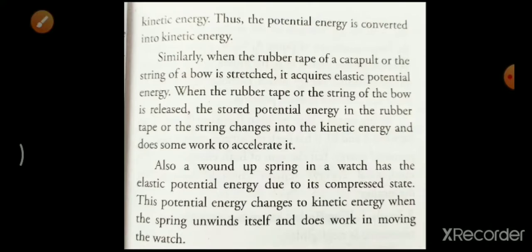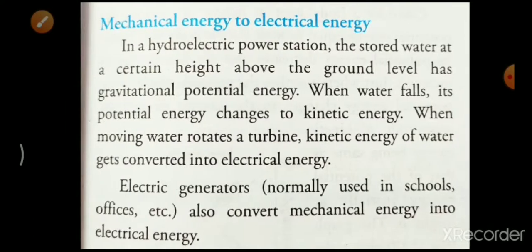Next, mechanical energy to electrical energy: how does energy convert from mechanical energy to electrical energy? In a hydroelectric power station, electricity is generated from water. The stored water at a certain height above the ground level has gravitational potential energy. We can consider the example of a dam. We know about dams: first, they store a huge amount of water at a particular place or at a particular height.